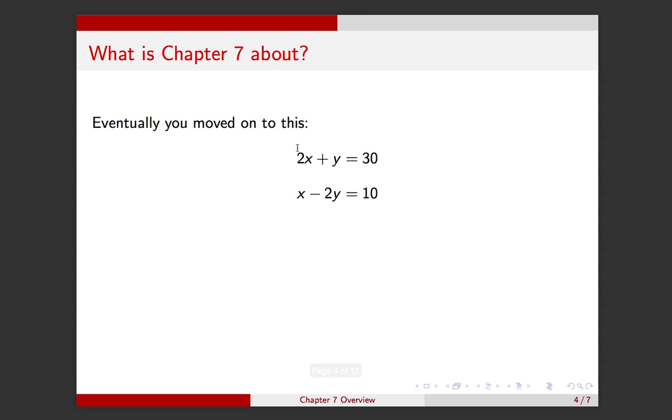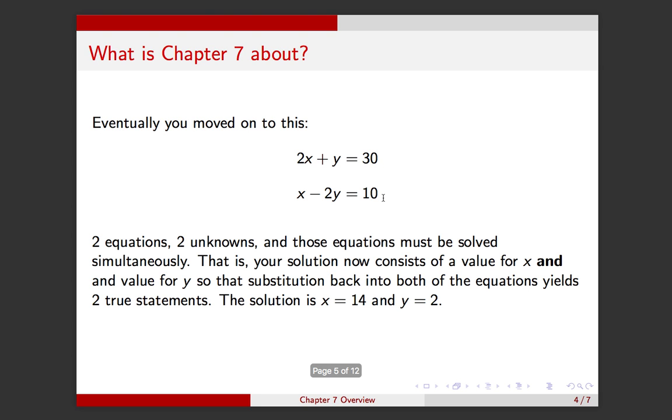At some point, though, you moved on to something like this. Two equations, two unknowns, right? Or maybe three equations, three unknowns, whatever. So when you move to systems of equations, you're now doing something more complicated, I guess, right? You're solving multiple equations at once. And now, with a system like this, your solution consists of both a value for x and for y, so that when you substitute back in to either equation, you get something true.